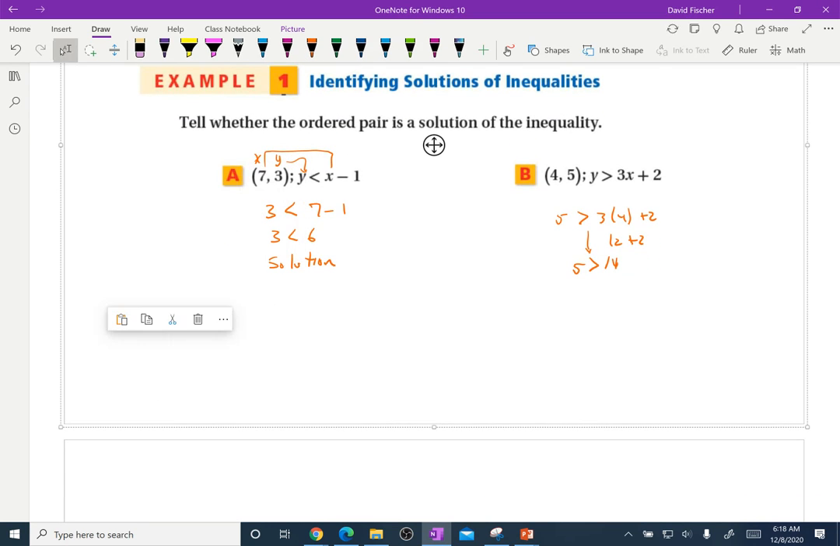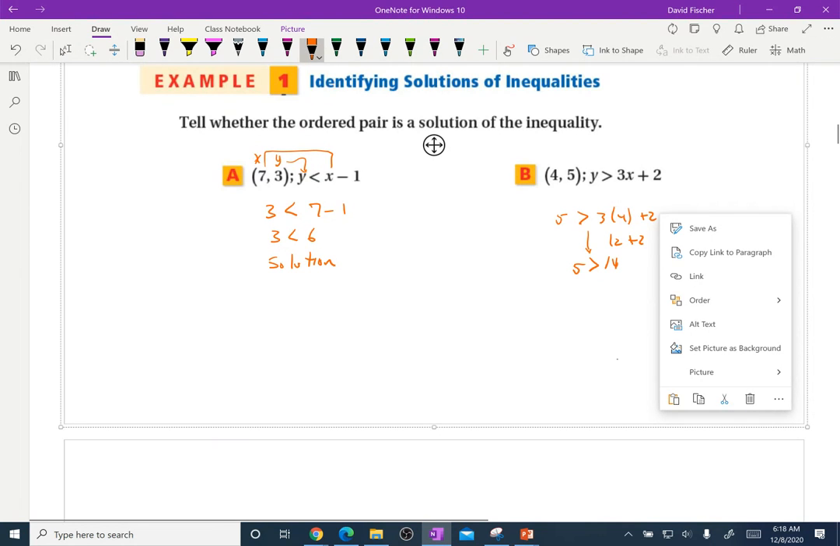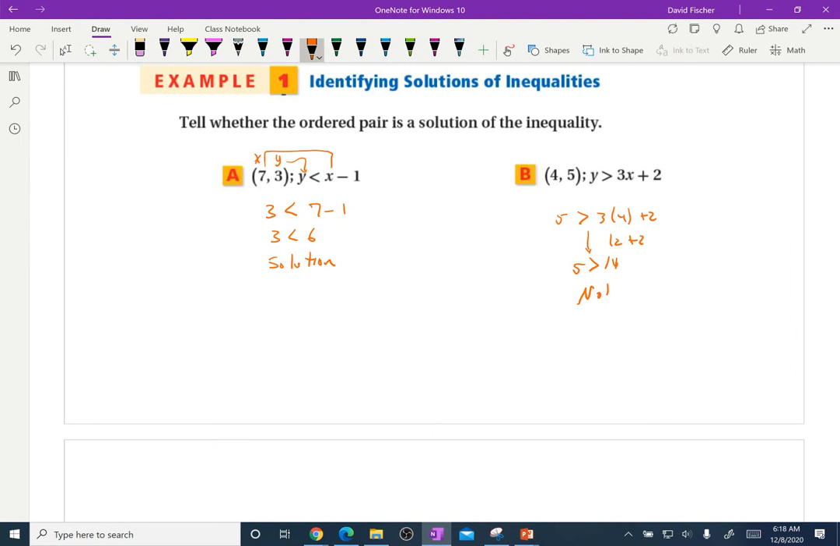Today we're going to talk about that rule, though, with inequalities. If you ever multiply or divide by a negative number, we have to remember to flip the sign. 5 is not greater than 14, so this is not a solution.